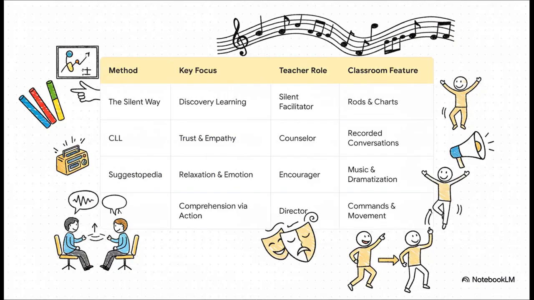And this one idea just exploded into this incredible variety of methods. You had the silent way, where the teacher was, you guessed it, almost totally silent, just using colored rods and charts to get students to figure out the language on their own. There was community language learning, which was almost like group therapy to build trust. Suggestopedia used classical music and comfy chairs to get learners into a relaxed state. And Total Physical Response had students responding to commands like "stand up," a bit like how kids learn their first language. All these very different methods shared one common goal: to lower anxiety and empower the learner.